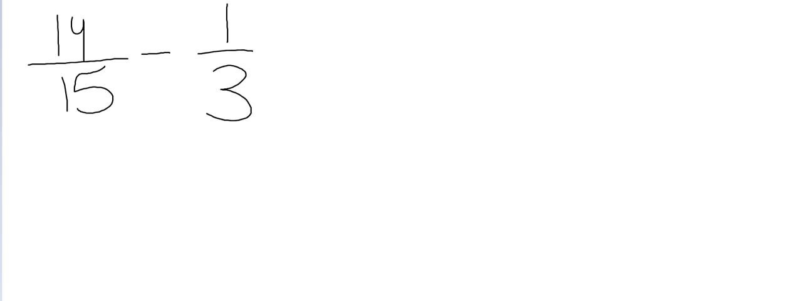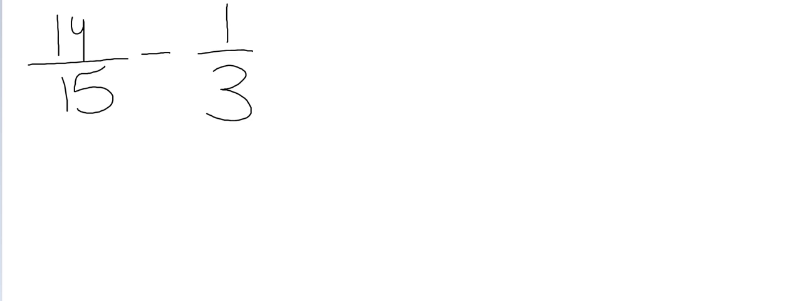Let's work on adding fractions now. For adding fractions, you have to have something called a common denominator. And a common denominator basically means that the bottom part of a fraction has to be the same. So let's try this question, 14 over 5 minus 1 over 3. You can't just do 14 minus 1 because the denominators are not the same. So we have to either make 15 equal to 3 or 3 equal to 15.